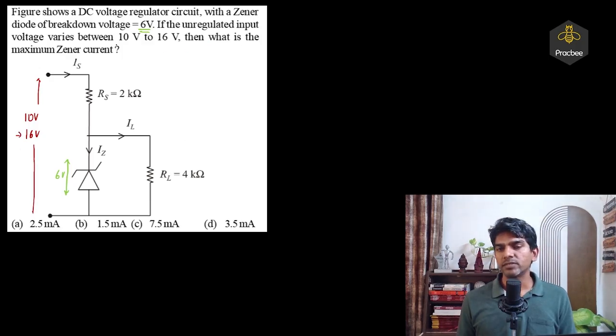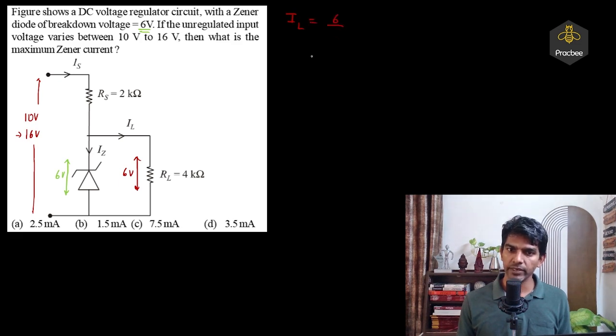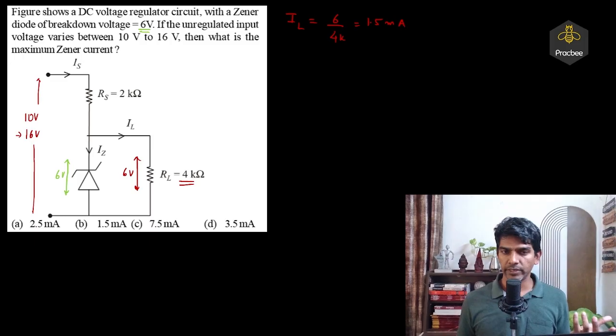Then what is the maximum Zener current? Okay, right. So the first step would be finding the load current. So we know the potential difference across the load resistance. It is 6 volt, which is the same as the Zener voltage. So IL will be 6 divided by the load resistance, which is 4 kilo, which comes out to be 1.5 milliampere. So we got the load current.